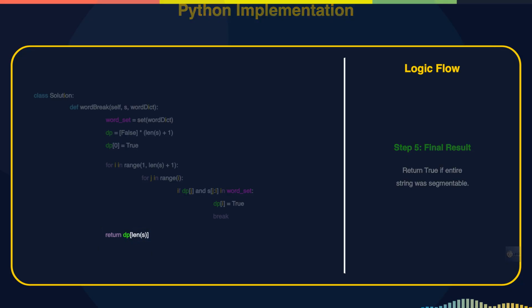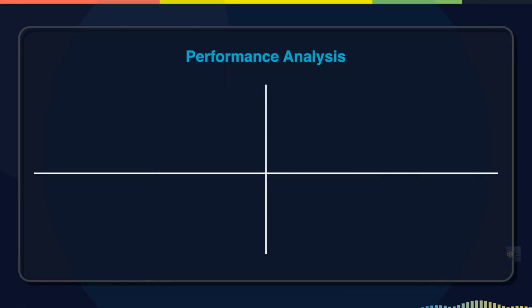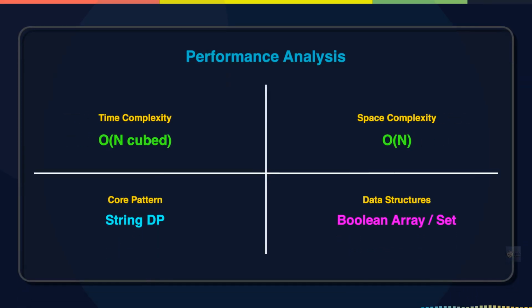Looking at the complexity, the time complexity is O(n^3). This is because we have 2 nested loops, and the substring slicing operation inside takes O(n) time. The space complexity is O(n) to store our dp array and the word set. And that is the word break challenge mastered. This subproblem approach is a powerhouse for string manipulation problems.